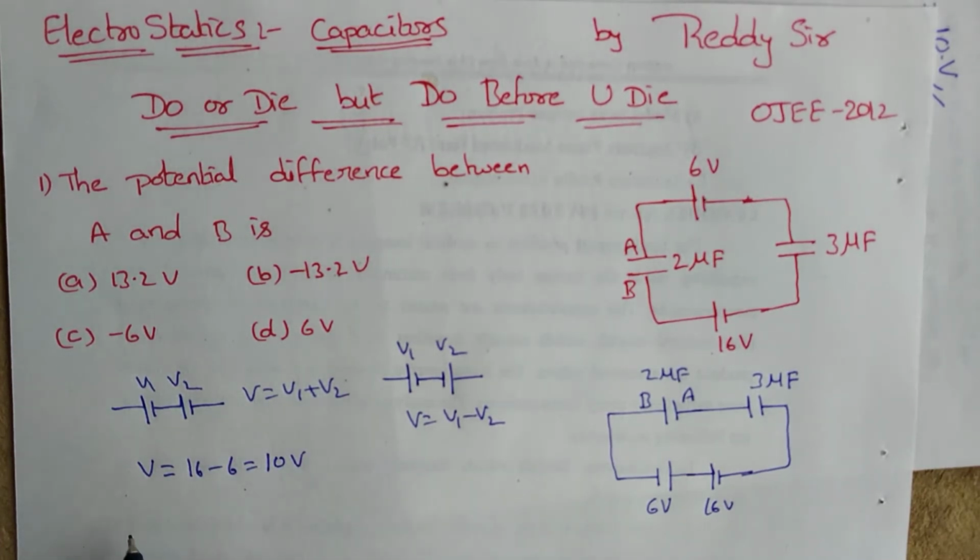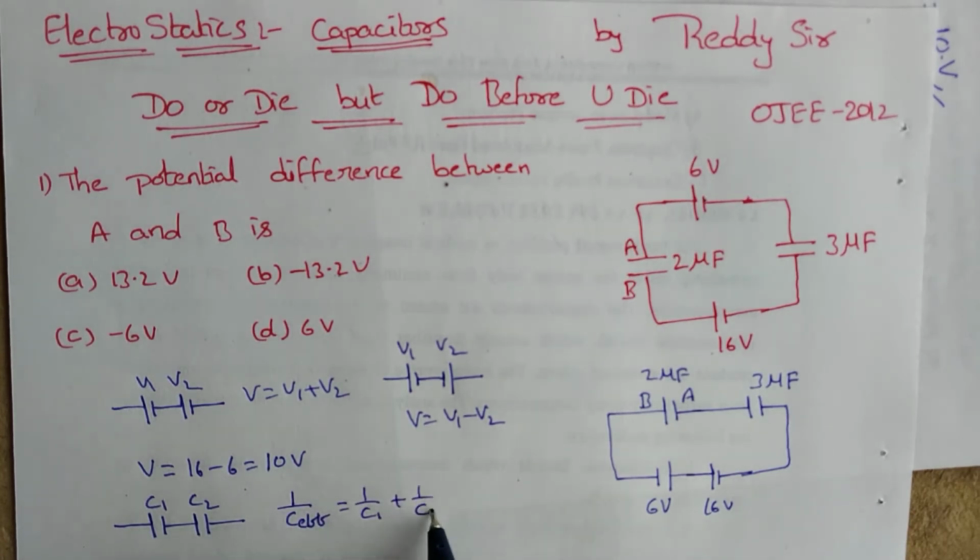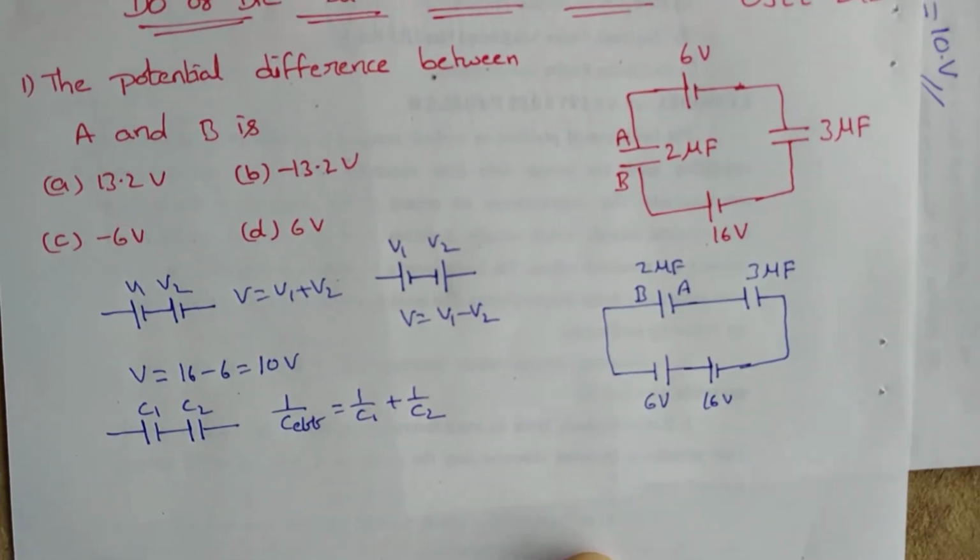And if the two capacitors C1, C2 are connected in series, then 1 by C effective equals 1 by C1 plus 1 by C2.